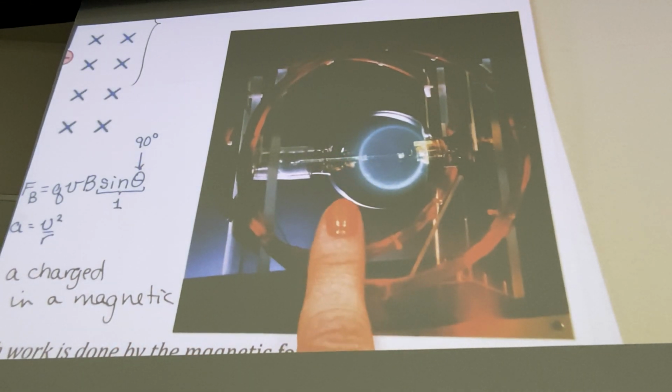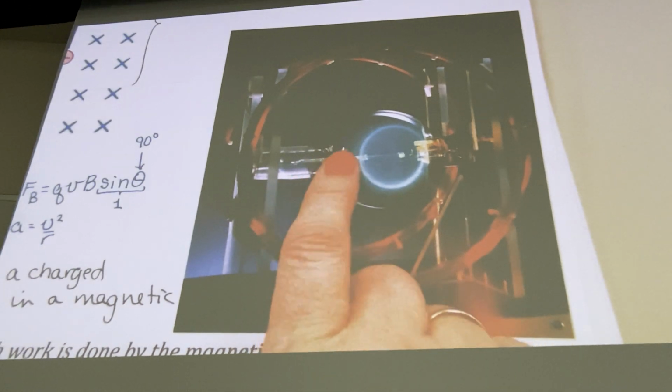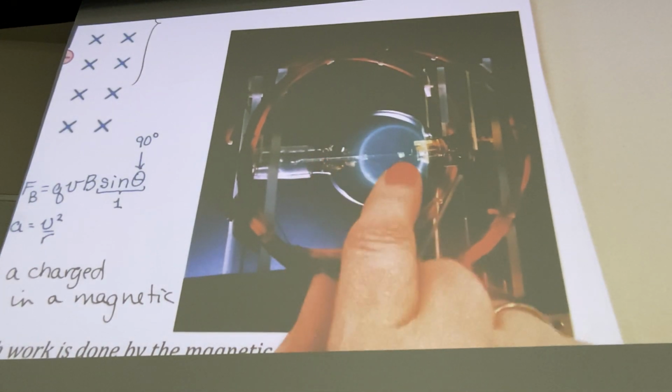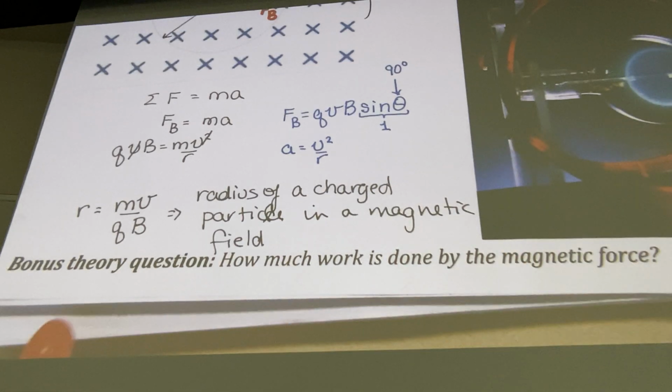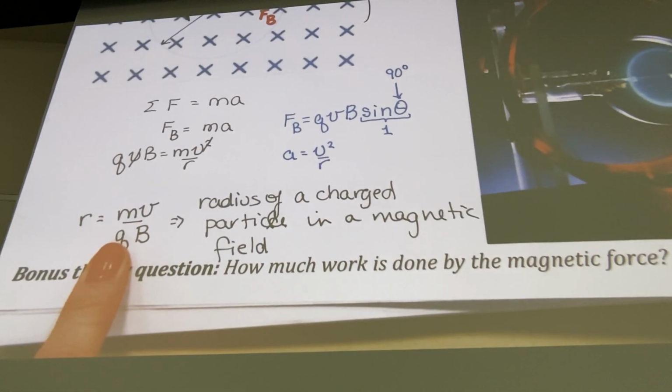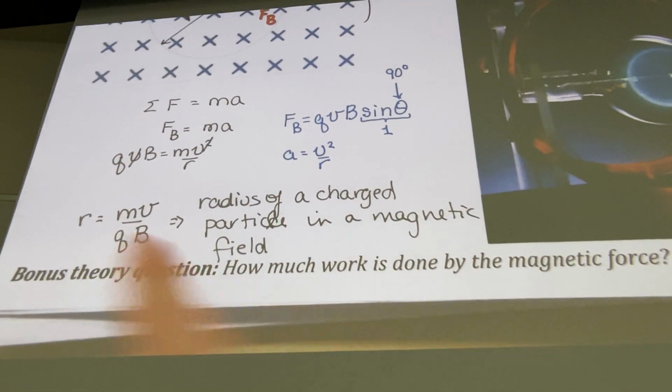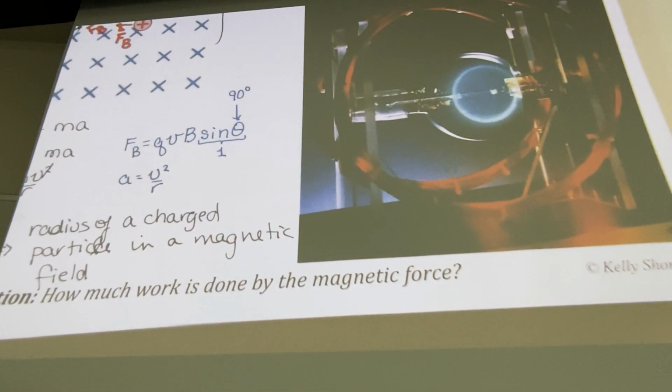So one of the experiments you can do is just shoot charged particles in, measure the radius of the path, and then you can use this idea to do some of the analysis for the mass and the charge of those particles. It's how you can discover new particles.